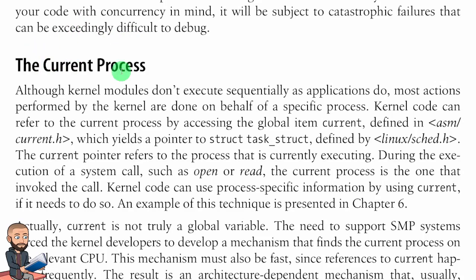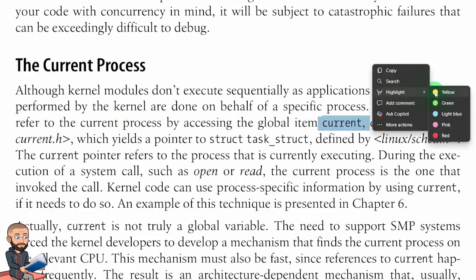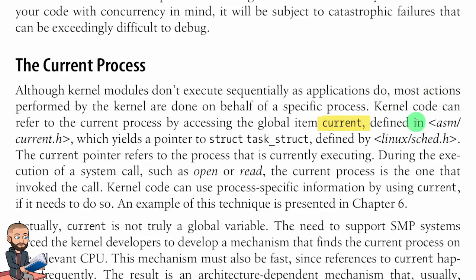The current process. Although kernel modules don't execute sequentially as applications do, most actions performed by the kernel are done on behalf of a specific process. Kernel code can refer to the current process by accessing the global item current. You see the font change there? Defined in asm/current.h, which yields a pointer to struct task_struct defined by linux/sched.h. The current pointer refers to the process that is currently executing.